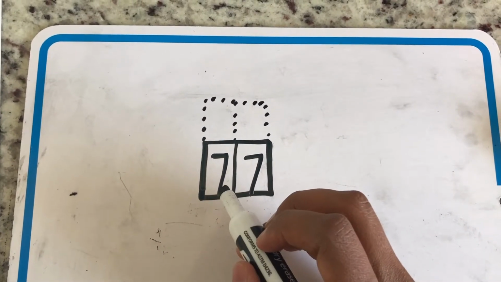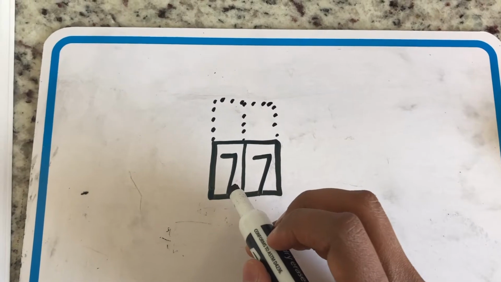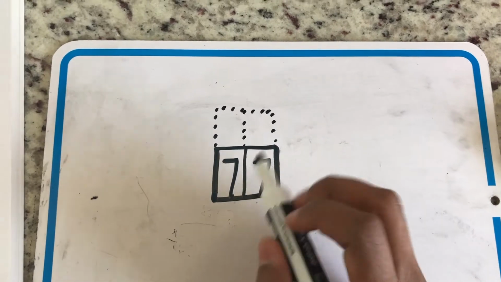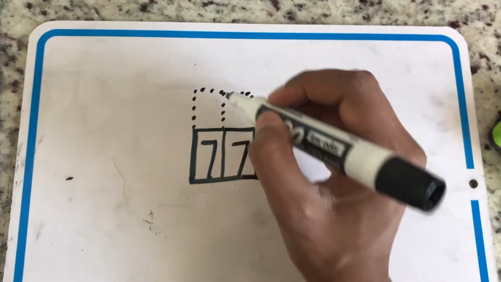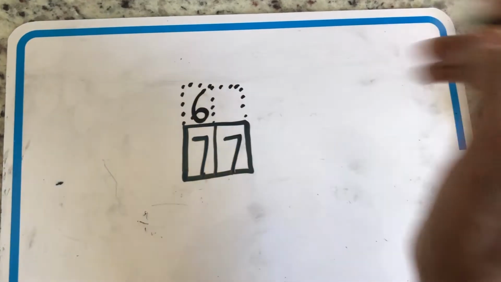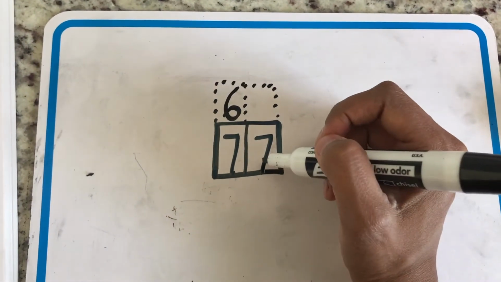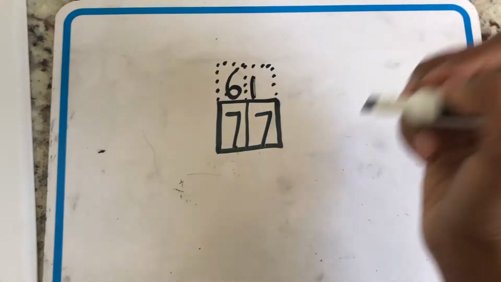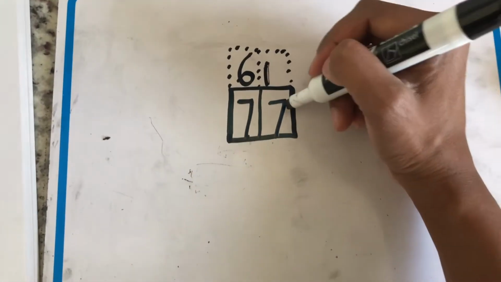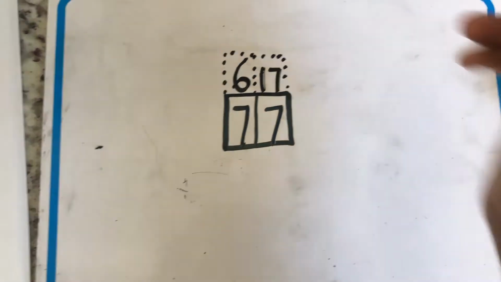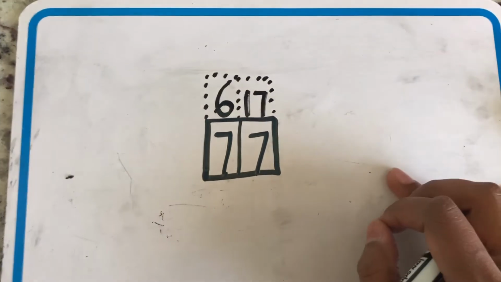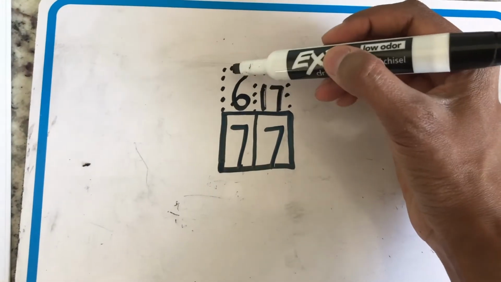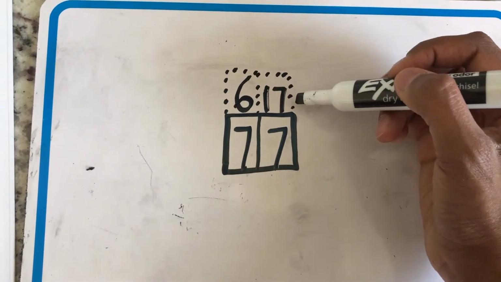So if I'm taking one of the tens away, what's 7 take away 1? 7 take away 1 is just the number before. So now I'm left with 6. And I'm going to take that 10 stick and I'm going to put it right here in the ones section. So here I now have 1 10 stick over here and 7 ones. So what's 10 plus 7? 10 plus 7 is 17. So I have 6 tens and 17 ones.